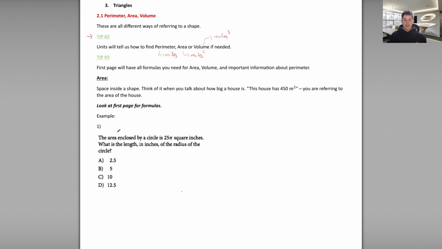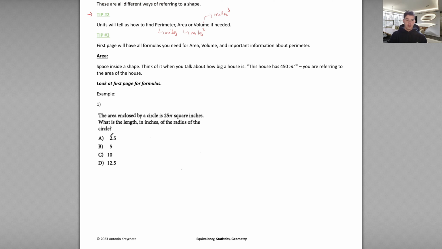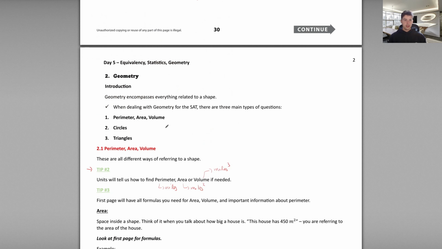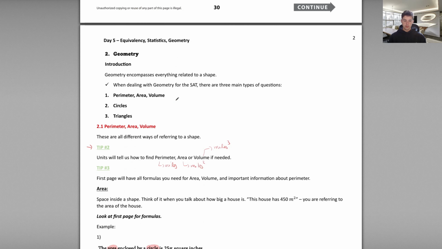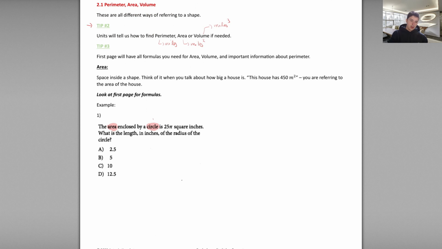So let's look at some examples here from previous tests. The area enclosed by a circle. Okay, so that's a keyword, area, and that's a keyword, circle. So I know I can go to the first page and look at the area of a circle, which is pi r squared. So the area of a circle is pi r squared. And it's saying here that the area is 25 pi. So area is equal to 25 pi.